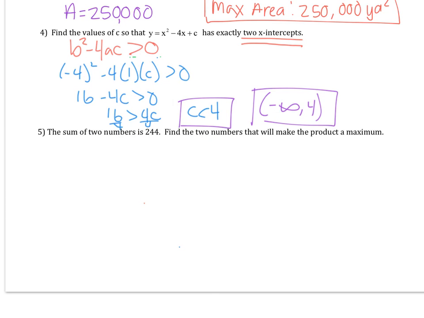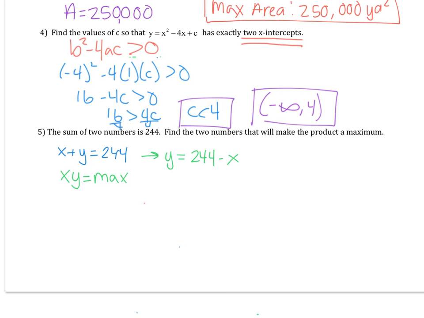Okay, and the last application that we'll look at today says that the sum of two numbers is 244. I don't know what the numbers are, so I'm just going to start with x plus y equals 244. Find the two numbers that will make the product a maximum. So I want x times y to be a max. This one's similar to the first problem that we did on this page with the rectangle, in that even though I'm starting with two variables, I want to solve for one in terms of the other. So I'm going to solve for y again, and I know that y is 244 minus x.